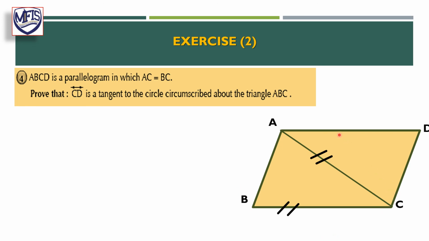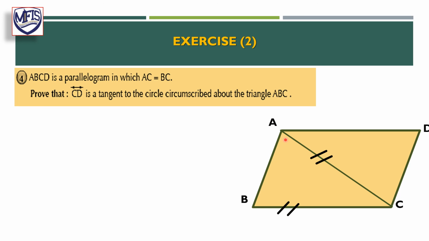Okay, how to prove? If I can find the measure of this angle, angle ACD equal measure angle B, therefore CD is a tangent of the circle which is passing through the three vertices of triangle ABC. How to find measure angle ACD equals to measure angle B? Firstly, look at the triangle ACB. This triangle is an isosceles triangle. That means measure angle B equals measure angle BAC.